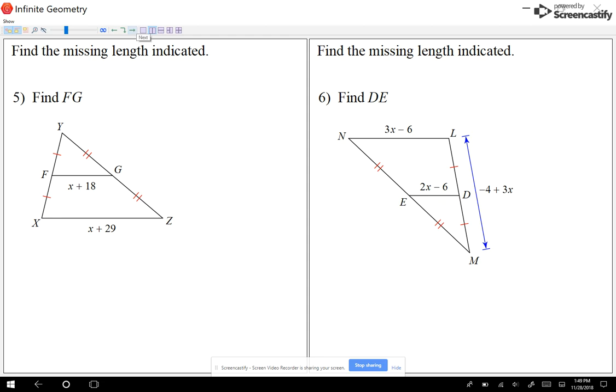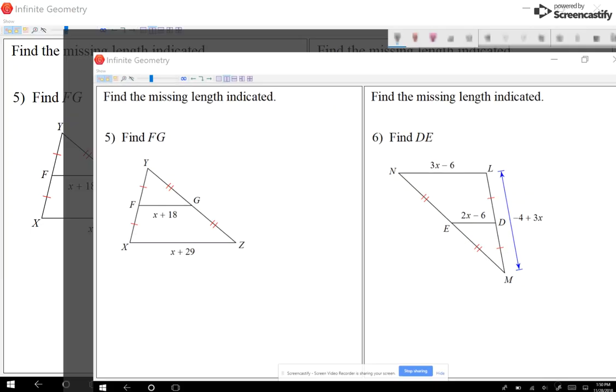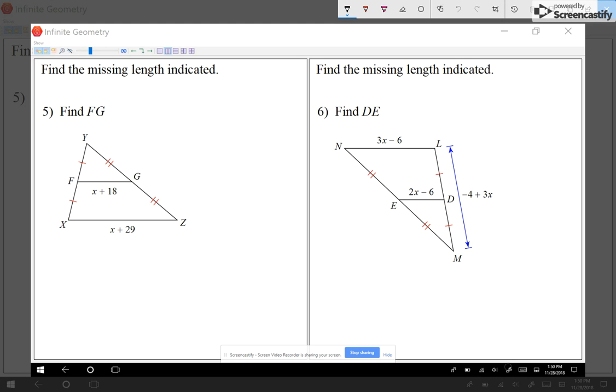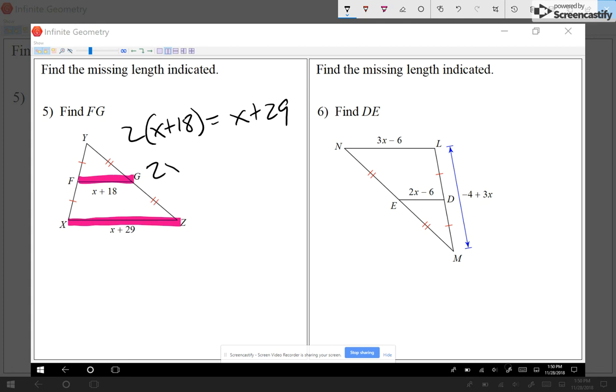Now, my last two questions. Question number 5, I know how to solve for x, right? I see there's a mid-segment FG, and I see the side that is parallel is right there. So x plus 18 all multiplied by 2 is equal to x plus 29. Right? The mid-segment times 2 equals the big side. So I have that 2x plus 36 is equal to x plus 29.